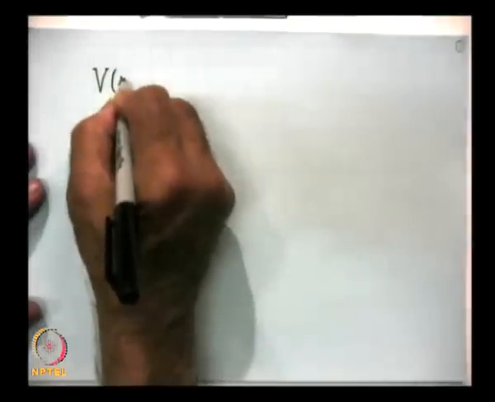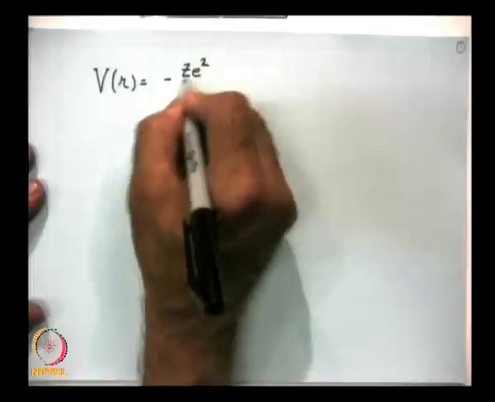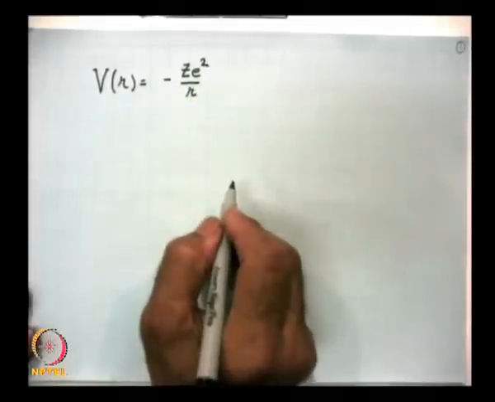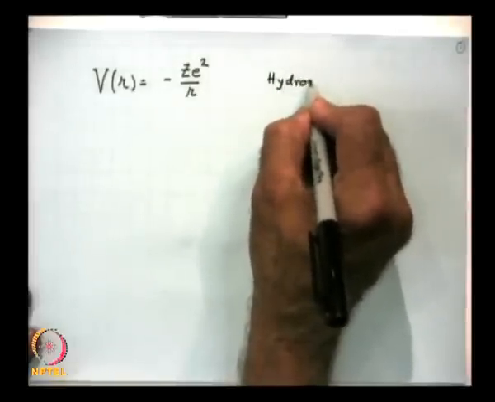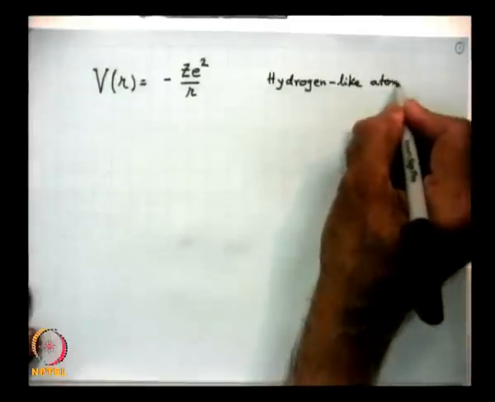So, we had first considered the hydrogen atom problem or hydrogen-like atom problem, in which there were two particles and the potential energy distribution in the CGS system of units was equal to minus Ze square by r, where Ze represents the charge of the nucleus. So, this is the hydrogen-like atom problem.